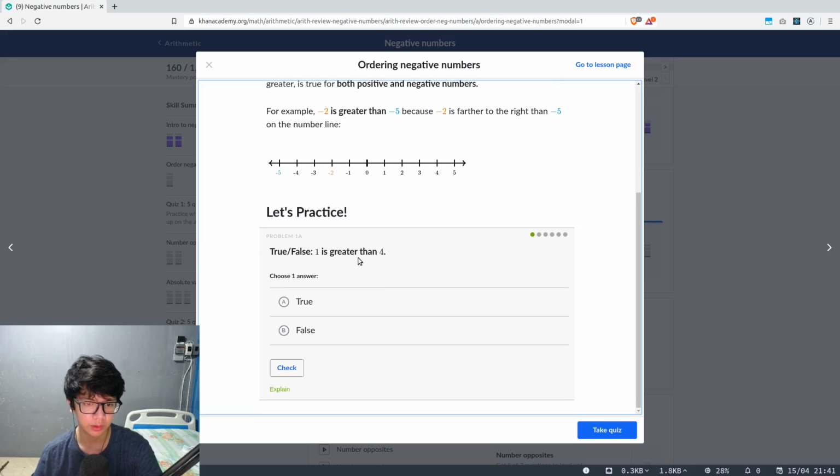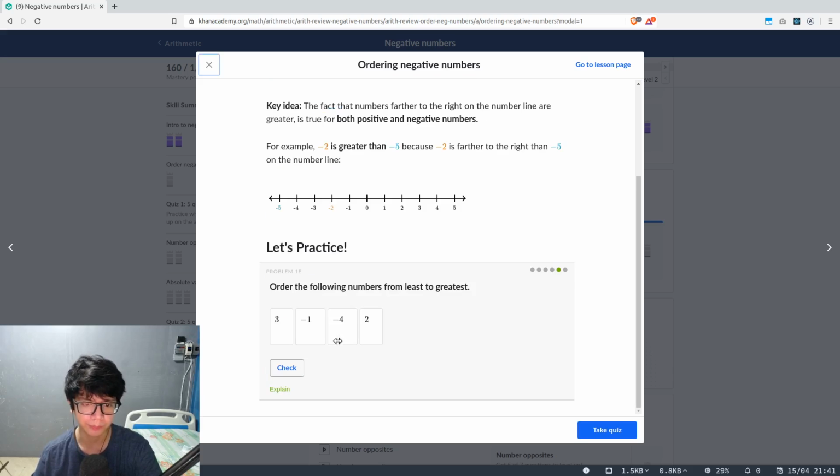True or false? 1 is greater than 4. No. Negative 1 is greater than negative 4. That's true. Negative 5. No.